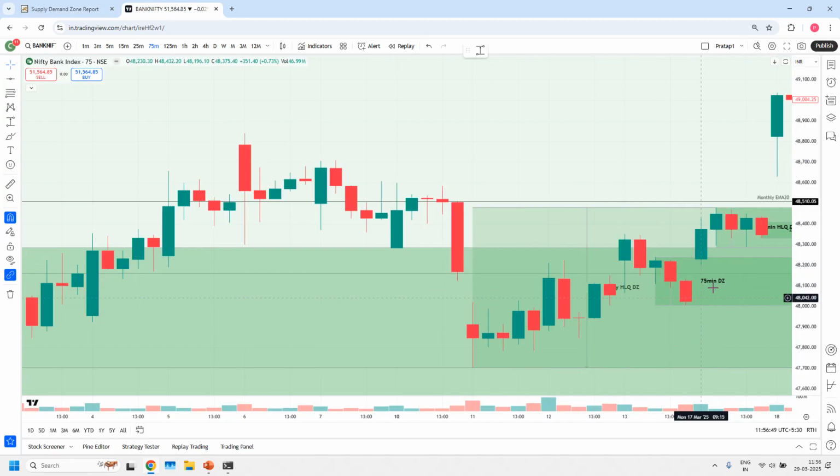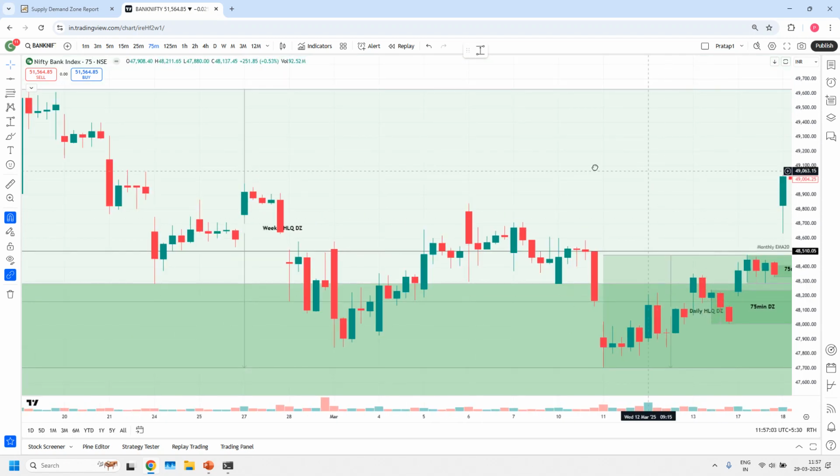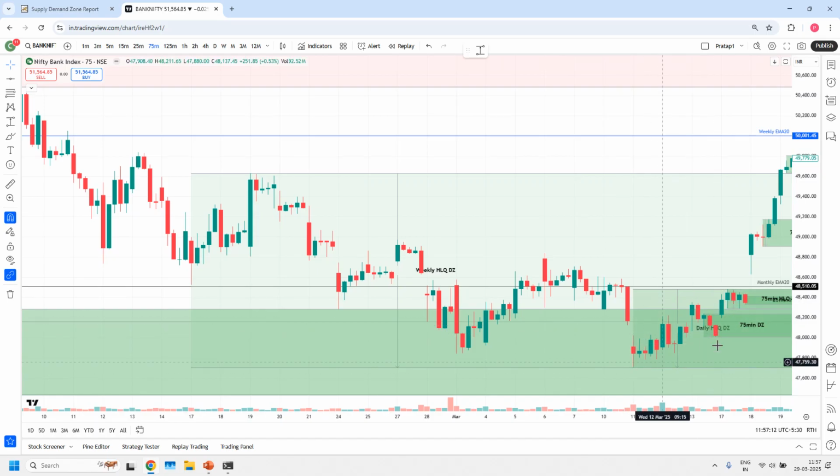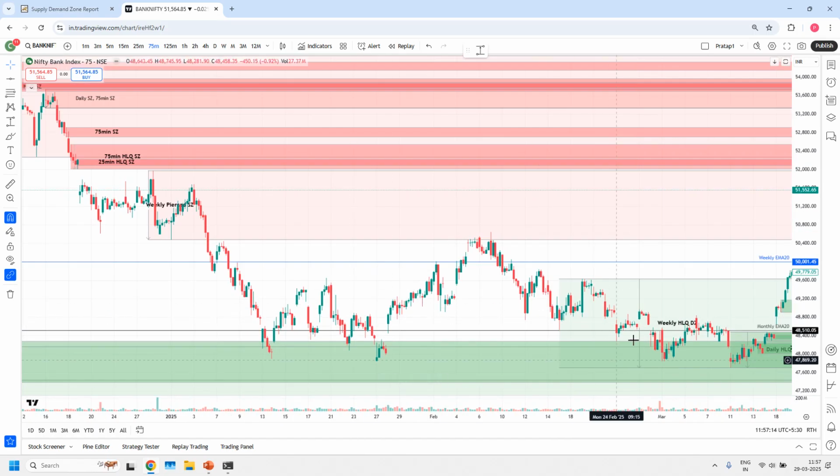And what is the difference between this 75-minute zone and this 75-minute zone? Both are fine-tuned zones. But what is the difference? This fine-tuned 75-minute zone is a high liquidity zone. This fine-tuned 75-minute zone is a normal zone. That is the only difference. But both are fine-tuned 75-minute zones inside the daily high liquidity demand zone. This daily high liquidity demand zone is inside the weekly demand zone.